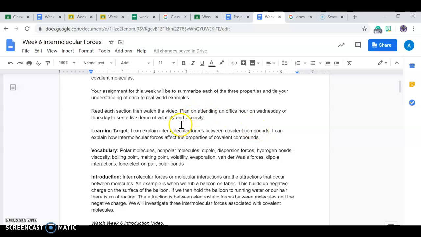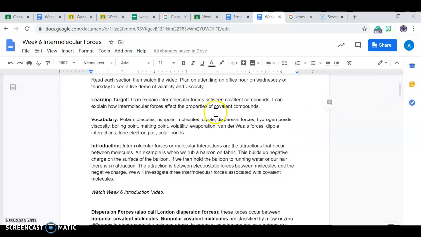So we're looking at intermolecular forces, the forces between molecules, in particular for covalent compounds, and then we're looking at what they tell us about the properties of covalent molecules. So we have our vocabulary. Some of this is review, right? Polar molecules, nonpolar molecules, polar bonds, lone pair electrons, right?